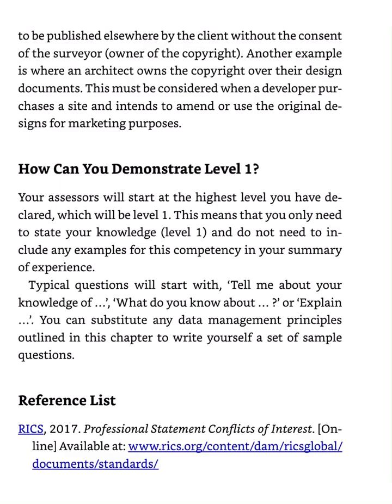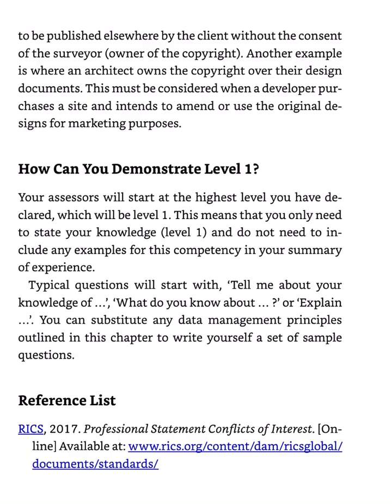How can you demonstrate Level 1? Your assessors will start at the highest level you have declared, which will be Level 1. This means that you only need to state your knowledge, Level 1, and do not need to include any examples for this competency in your summary of experience. Typical questions will start with, tell me about your knowledge of, what do you know about, or explain. You can substitute any data management principles outlined in this chapter to write yourself a set of sample questions.